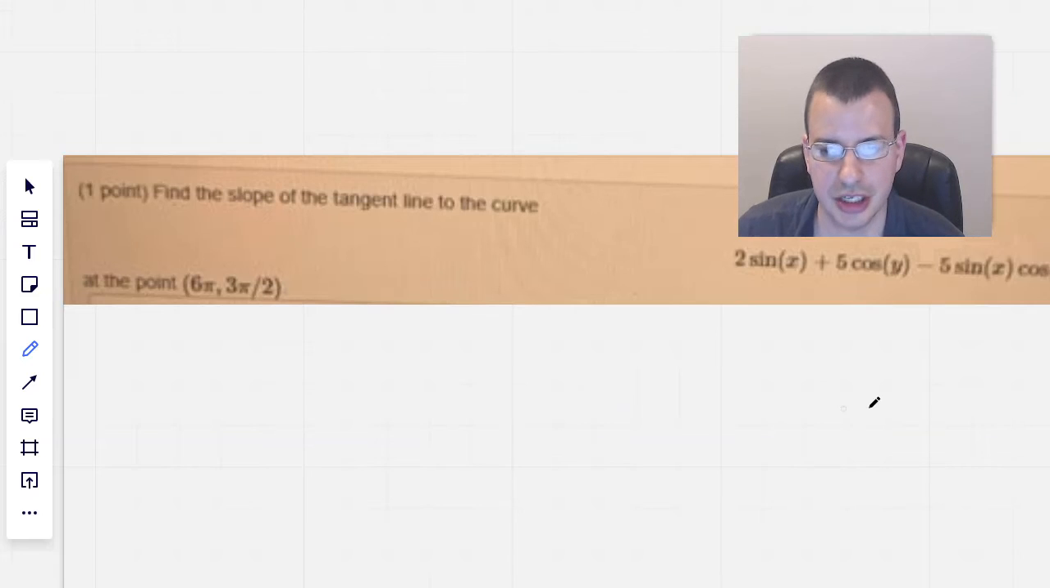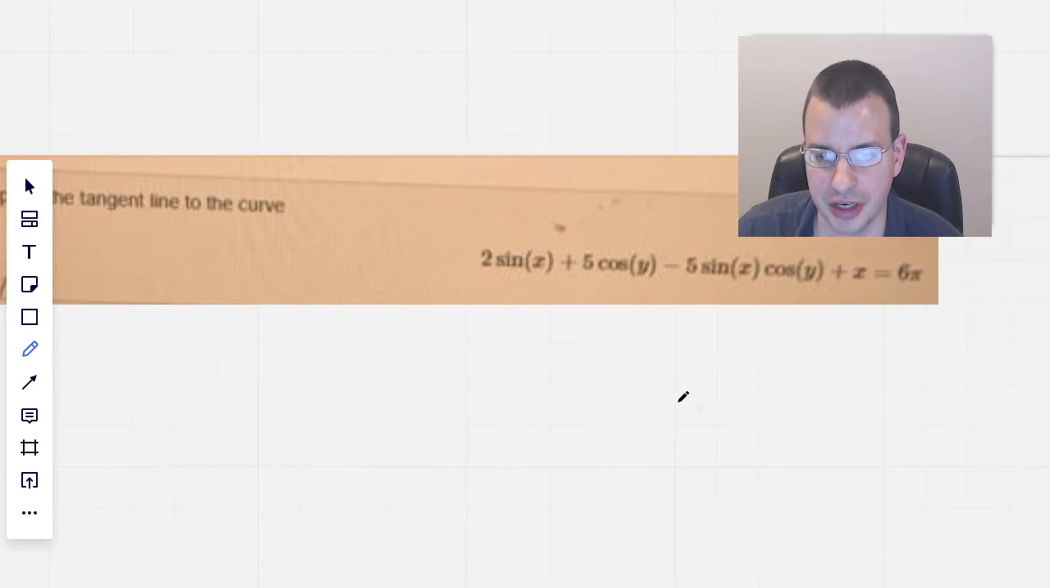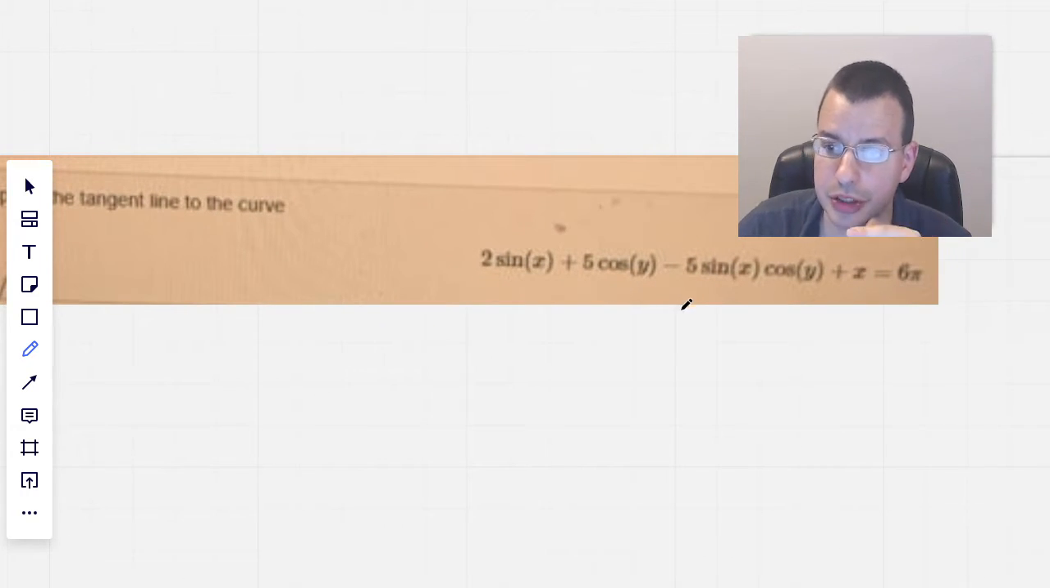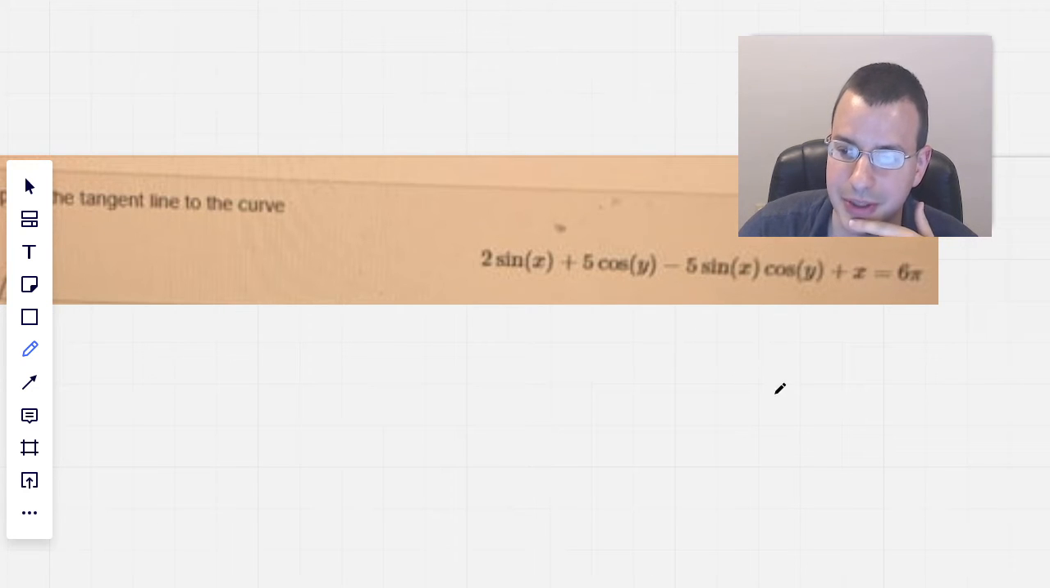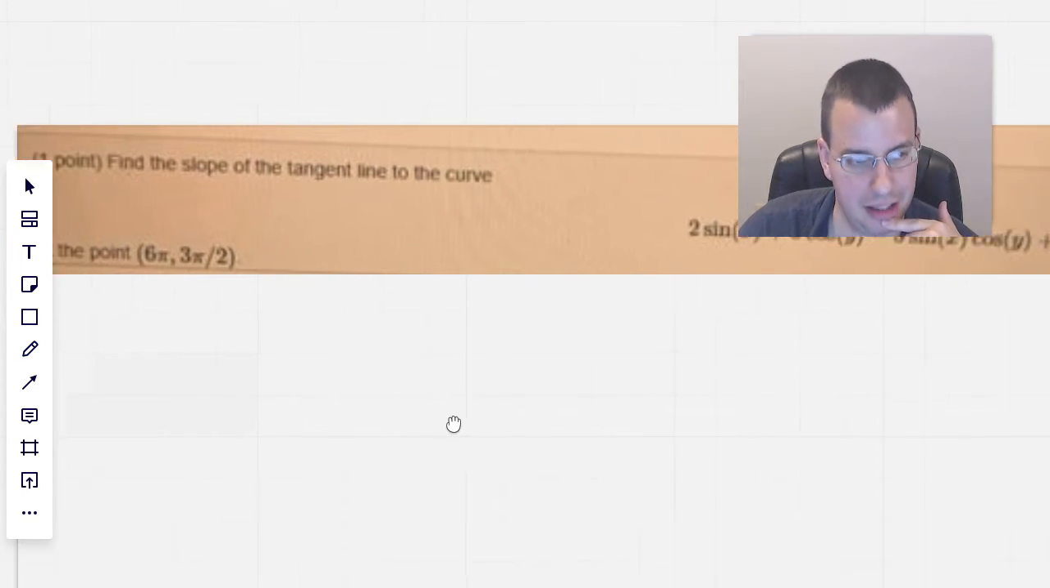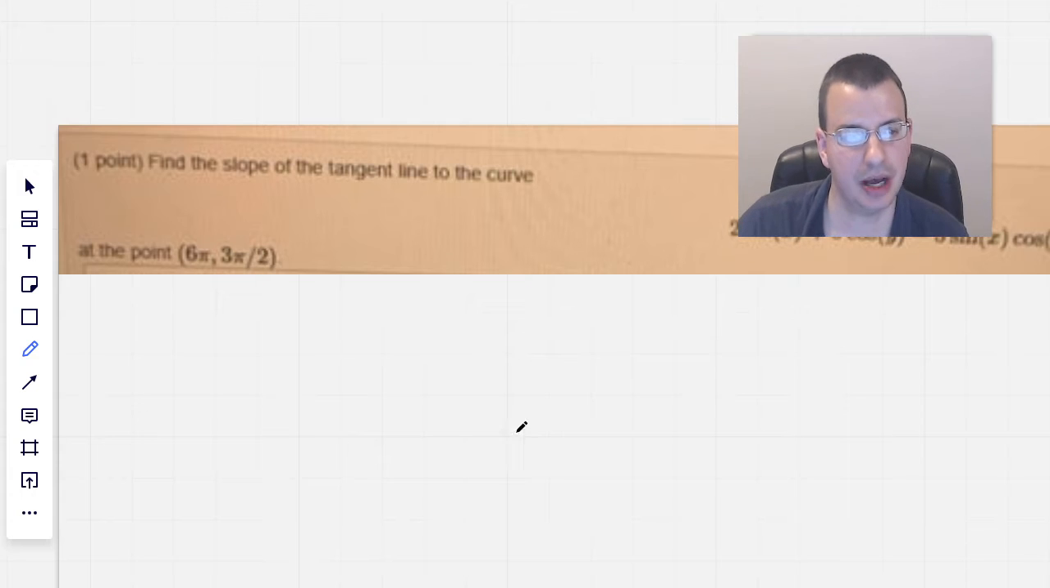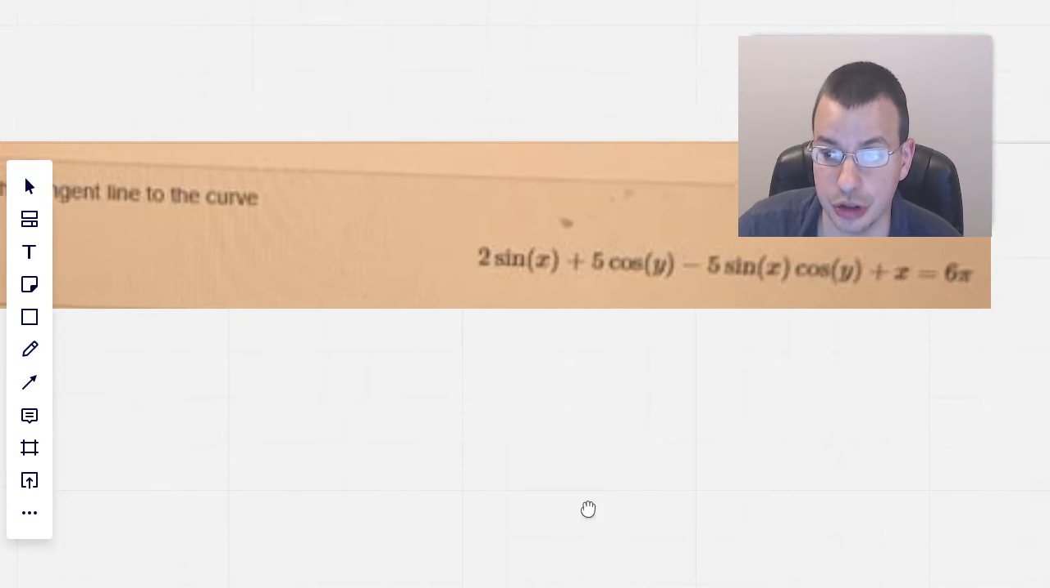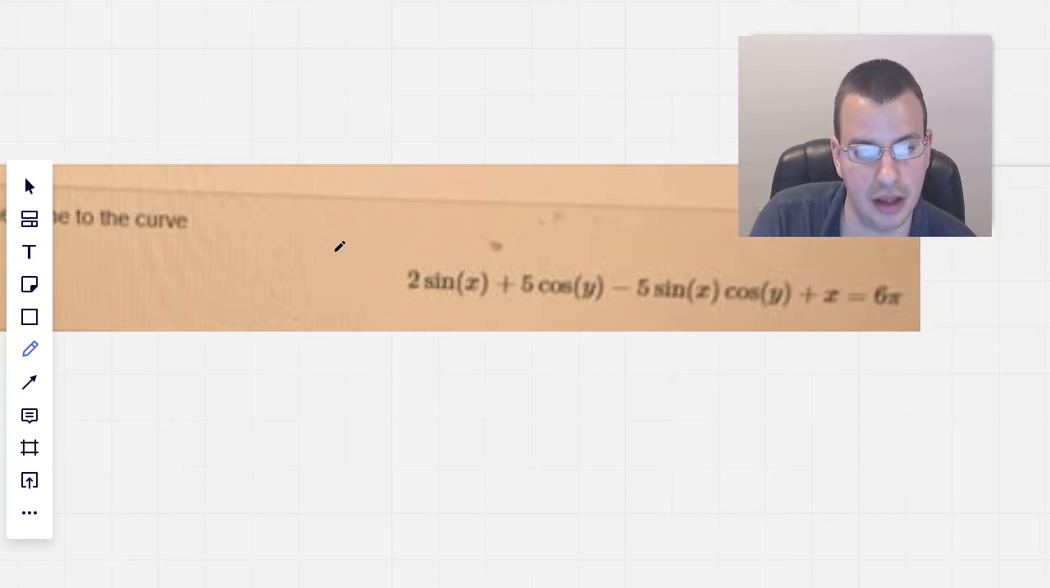Find the slope of the tangent line to the curve 2 sine of x cosine of y minus 5 sine of x cosine of y plus x equals 6 pi, at the point (6 pi, 3 pi over 2). Okay, so what we're going to do is take the derivative of everything here.